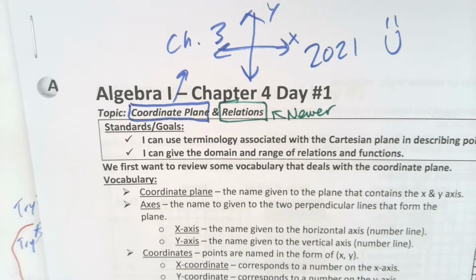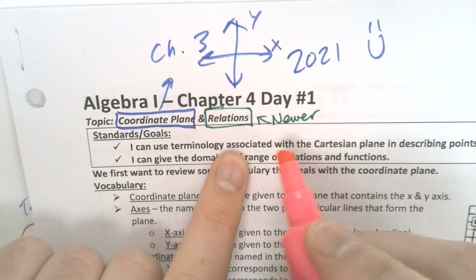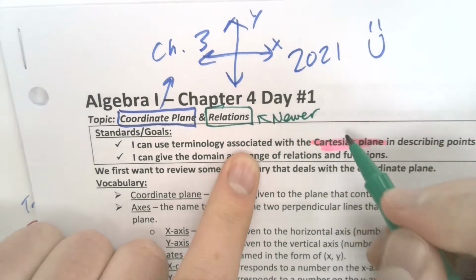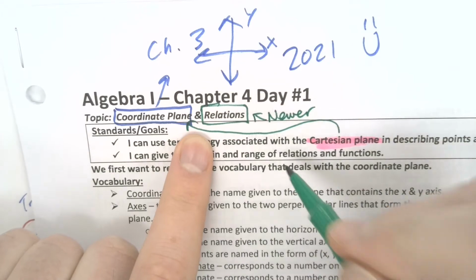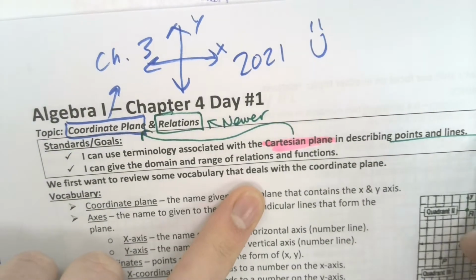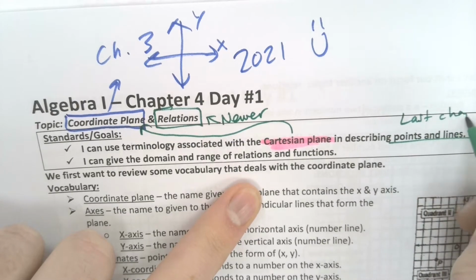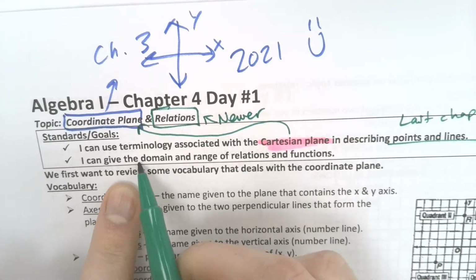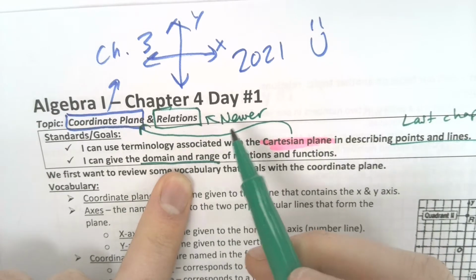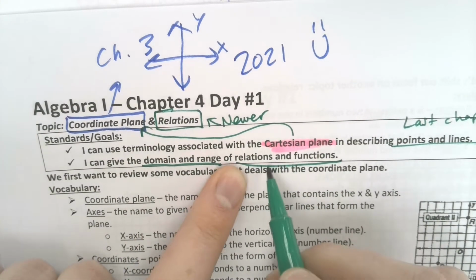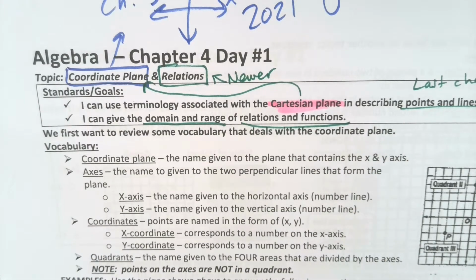So let's get kind of into the business here. We're going to deal with something called the Cartesian plane. All that is, guys, that's the coordinate plane. And describing points and lines. Hey, we did that last chapter. Now we're also going to deal with domain and range. Once again, that's a little bit newer. And how it relates to relations and functions. But before we do any of that, let's review a little bit of vocab.